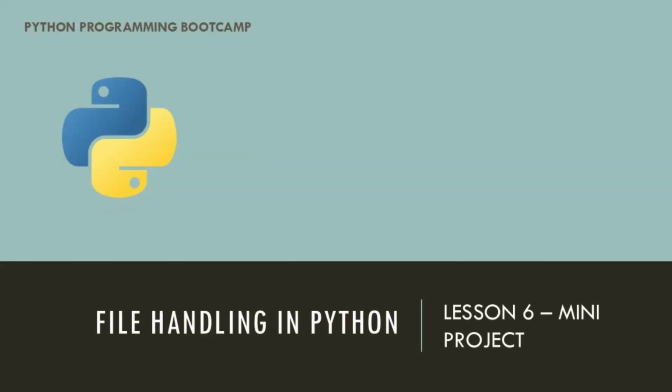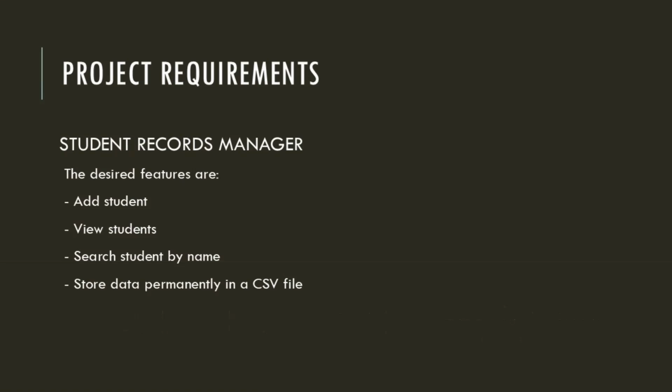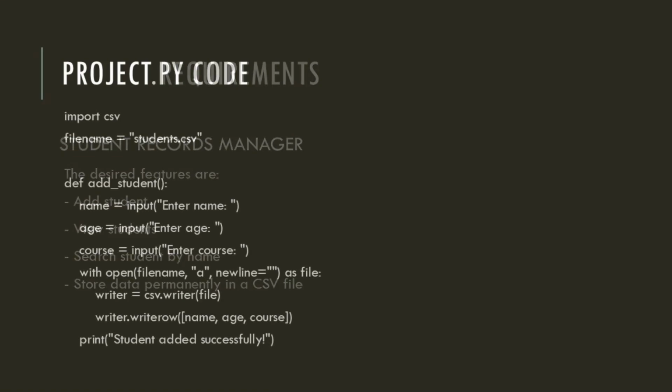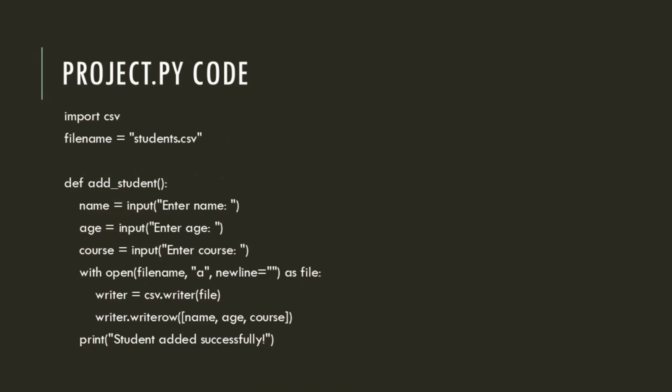Let's build a practical mini project, a student records manager using CSV files. The desired features are add student, view students, search student by name, and store data permanently in a CSV file. Let's have a look at the code. We are creating 3 functions, add_student, view_students and search_student, for adding, viewing and searching the students. Let's look into them one by one.